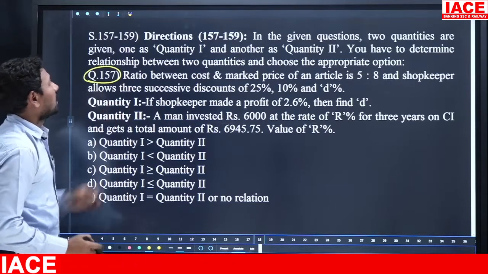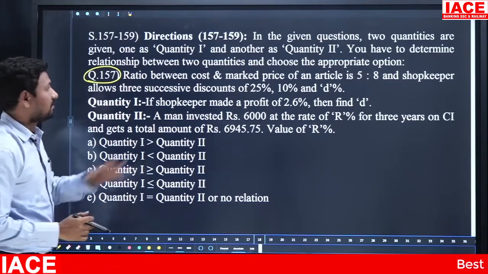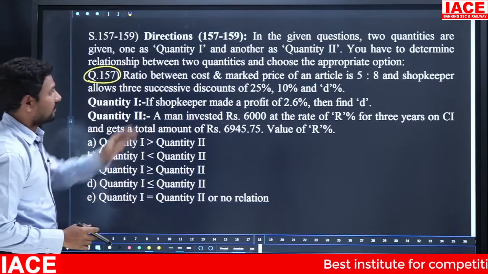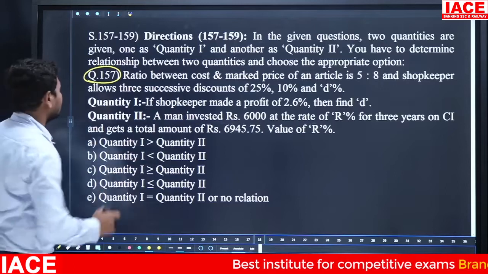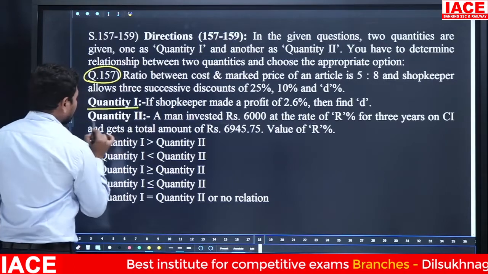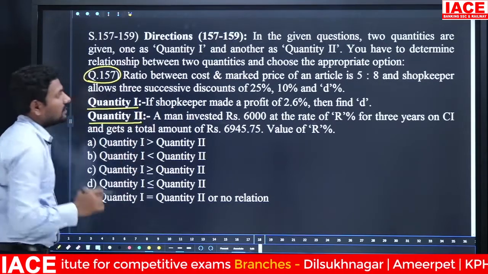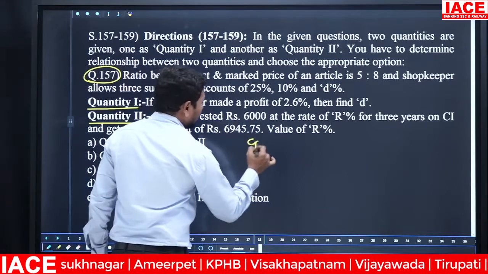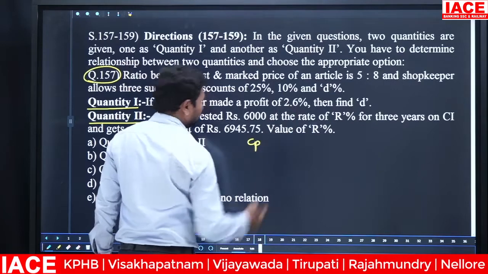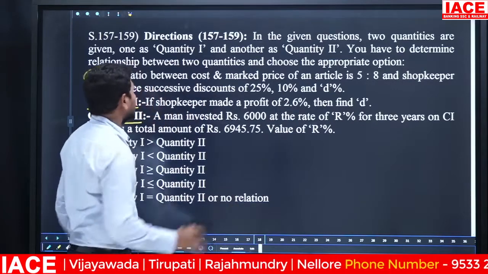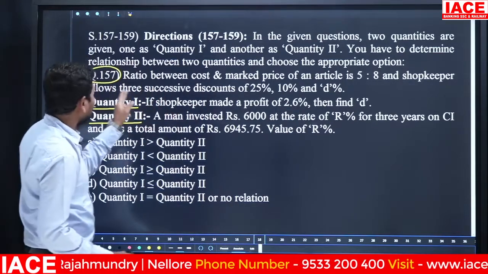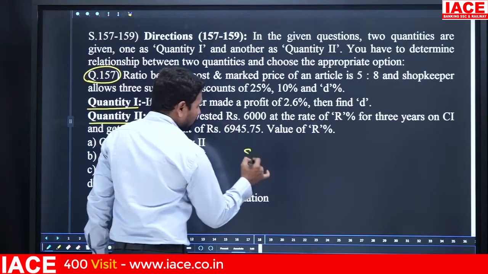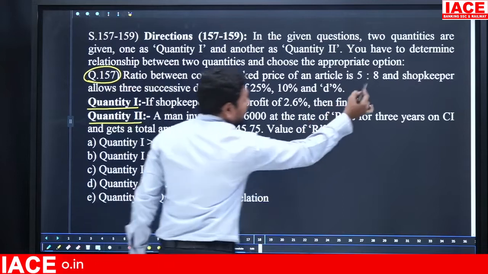The ratio between cost and market price of an article is 5:8 and the shopkeeper allows 3 successive discounts of 25%, 10% and D percentage. Here we can calculate quantity 1 and quantity 2. Ratio between cost and market price. Here CP and MP. CP is how much? 5 rupees. CP is 5 rupees. And the shopkeeper allows the 3 successive discounts. Market price I am taking directly as 8 rupees.